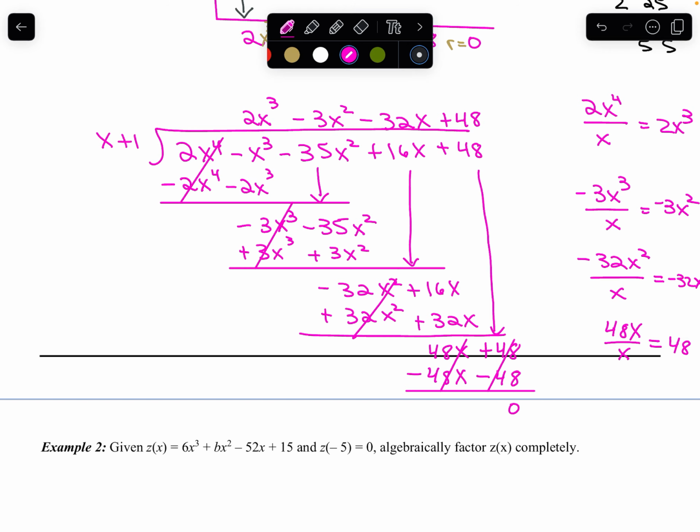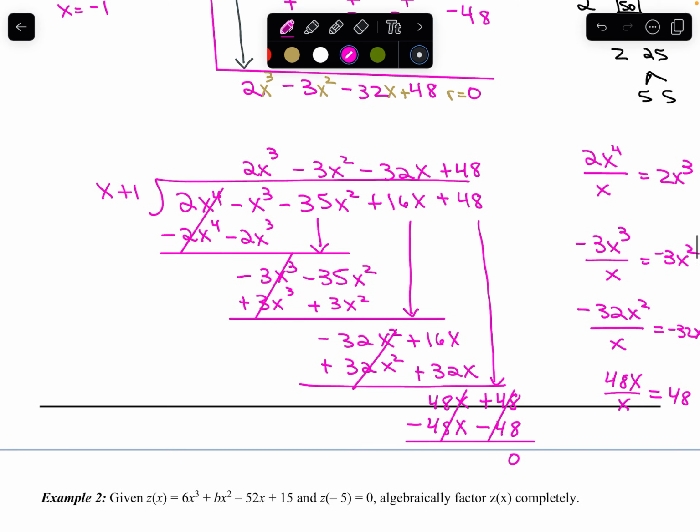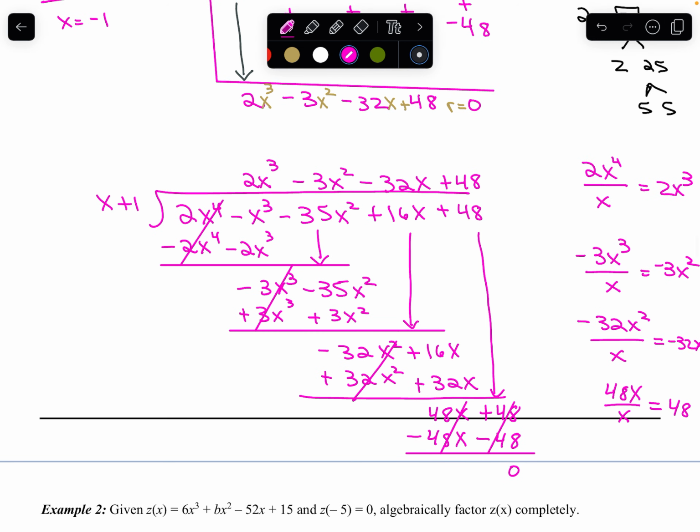Okay, now you can see that synthetic division is a lot quicker and there is less room for error. So I would really suggest that given the choice, you try synthetic division.